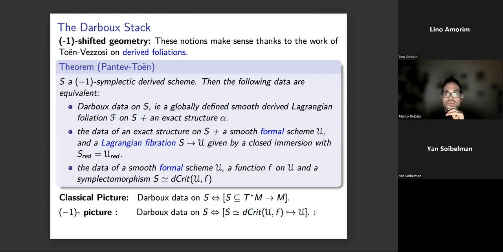Excuse me, I somehow got lost in these many words. If my critical locus is not derived, as in your toy model example, like the function x cubed, then the critical locus is not derived, right? So why should it have a symplectic structure?